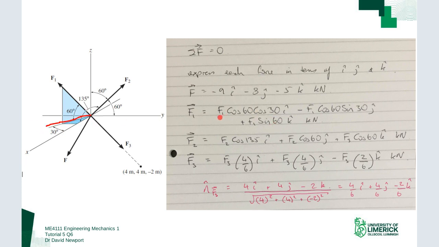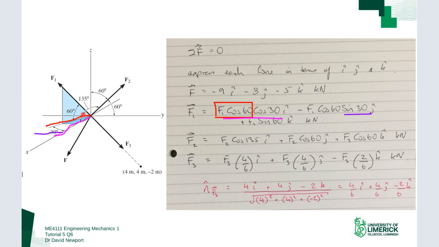This bit here is the F1 cos 60. Then taking the cosine of that, if I go to the pinky color, that now gives me this. For the y component, it'll be this bit, which is the sine of the F1 cos 60. So that's that bit there.